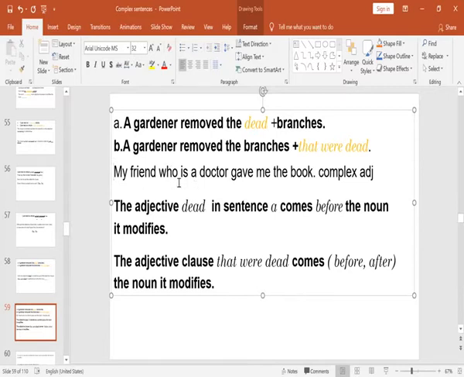If you remember, an adverb clause can be on the left side of the main sentence or the right side of the main sentence. But if it is an adjective clause, that is always placed after the word it talks about. You cannot put it somewhere else and expect readers to understand that. Now let me give one.